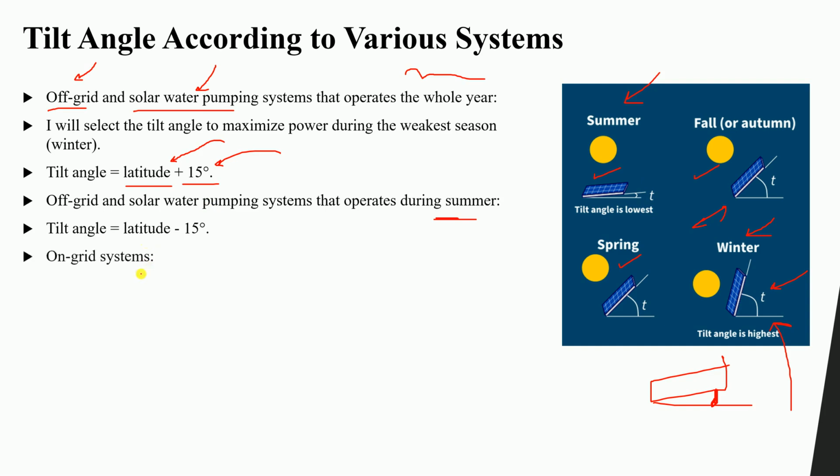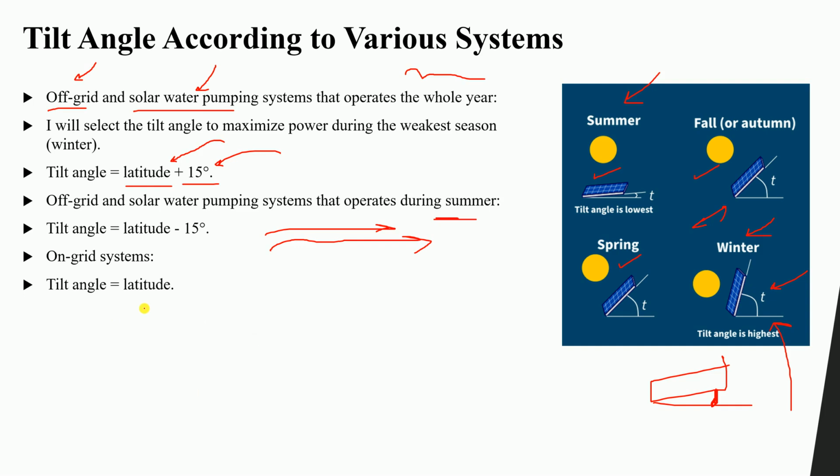Now, what about an on-grid system? Here I'm talking about a system that is connected to the power grid, providing electrical power to the grid, or it can be hybrid, providing power to the grid and at the same time providing power to a house. So anyway, in this system, if you are talking about on-grid, it doesn't matter if we are in summer, winter, or spring, we need to maximize the power through the whole year. So we will select the tilt angle equal to the latitude.